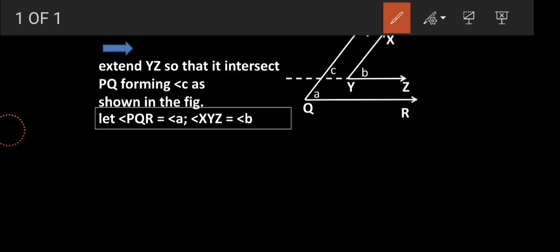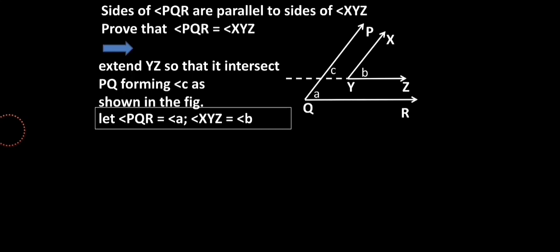Okay, so as I told you about a few steps ahead, let's begin with it. Consider, now we know PQ is parallel to XY, it is given in the question, and considering YZ as a transversal. See, mentioning the transversal is very important.